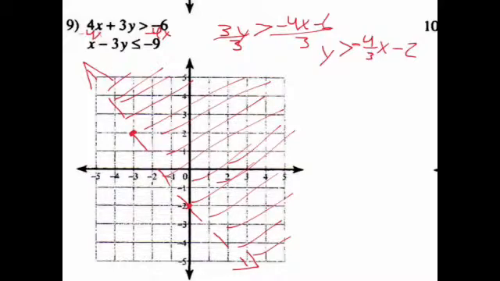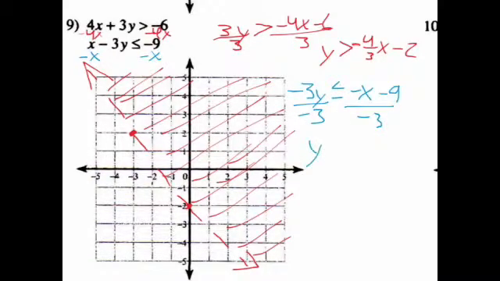And my other inequality right here, I'm going to start out by subtracting x from both sides. That'll give me negative 3y less than or equal to negative x minus 9. We just need to now divide everything by negative 3. You get y. Since I divide by negative, that needs to switch direction, greater than or equal to. Negative x divided by negative 3 is going to give me positive 1/3 x. Negative 9 divided by negative 3 is going to be positive 3. So here's my second inequality.